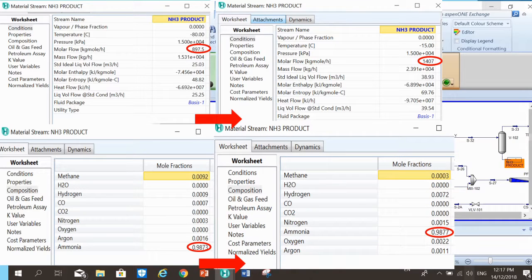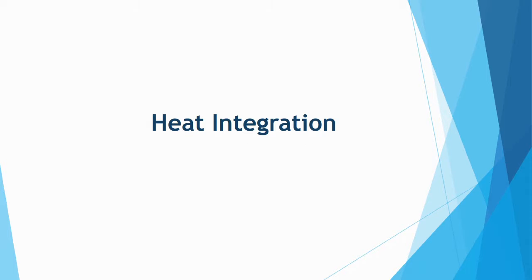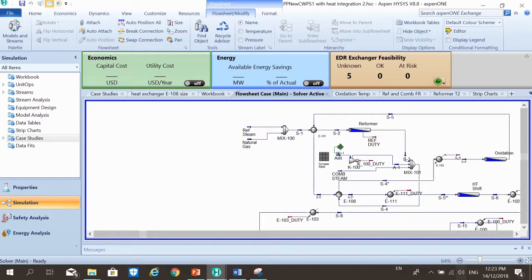I'll be going through the sustainability part that we tried optimizing for our plant. So we perform heat integration. We perform two heat integrations in order to maximize heat recovery and minimize the energy consumption of our process flow diagram. Here, as you can see, we replace our coolers and heaters with heat exchangers that are circled red.